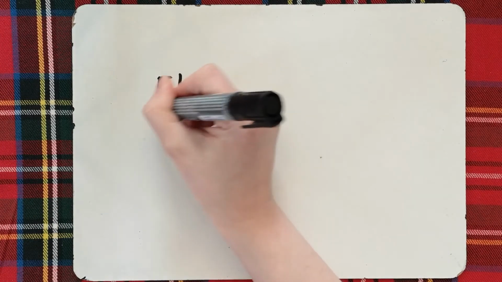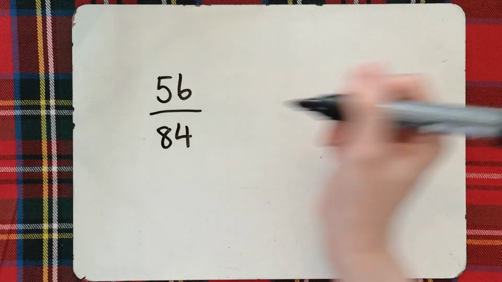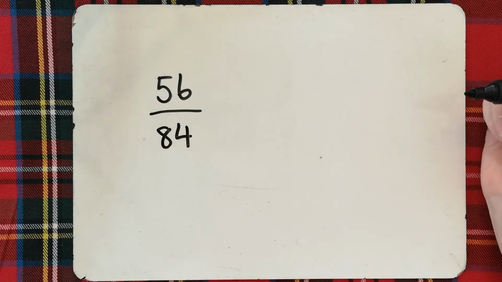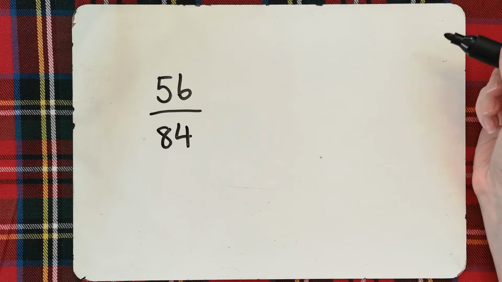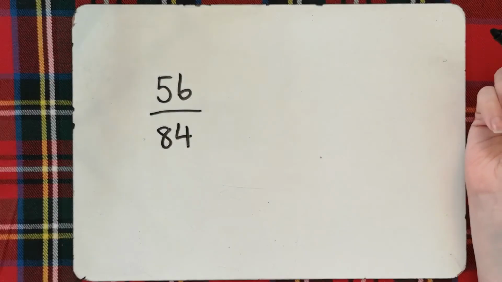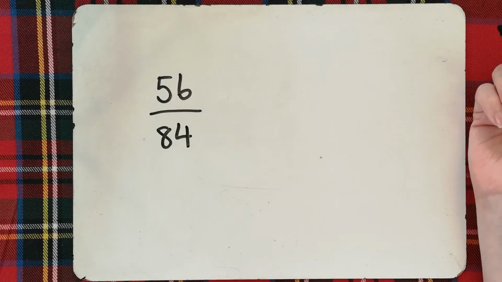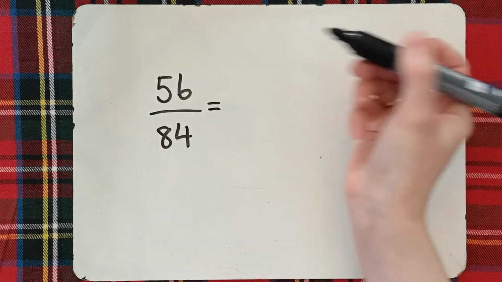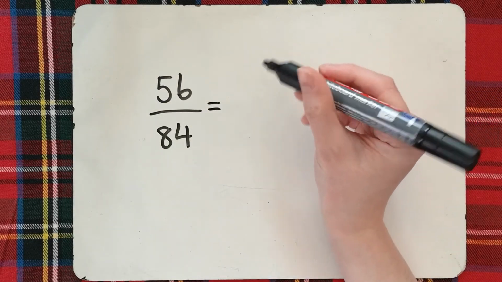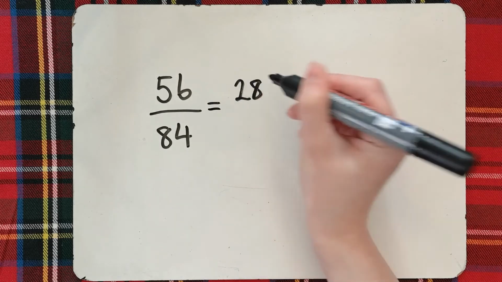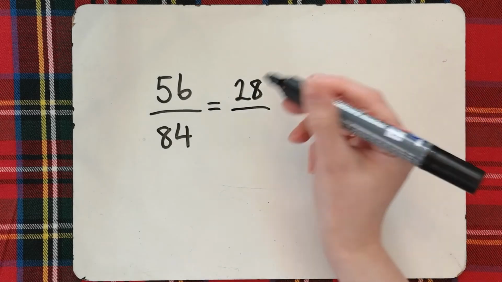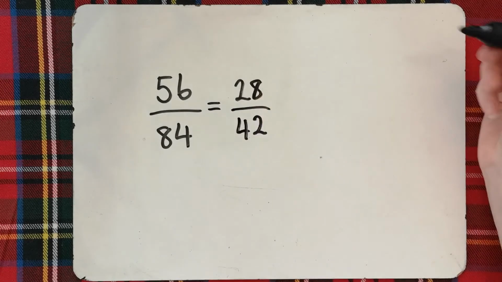Our last example that we are going to have a look at today is 56 84ths. Now, I'm looking at this and I can't off the top of my head think about any times table that they could both be in, but I do know that they are both even numbers, and I know I can divide any even number by 2, so I'm going to do that first of all. So 56 divided by 2 gives me 28, and 84 divided by 2 gives me 42.